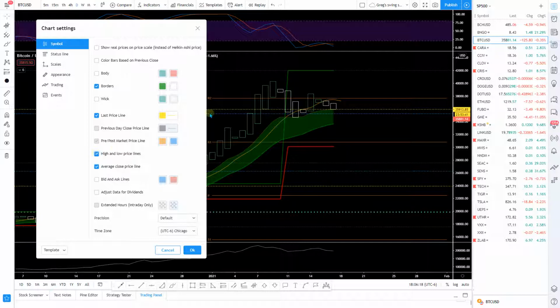So for the chart, now we can see what the high is for the chart and the low. And then you can also put the average close line, which I think is interesting. So this is the average close.